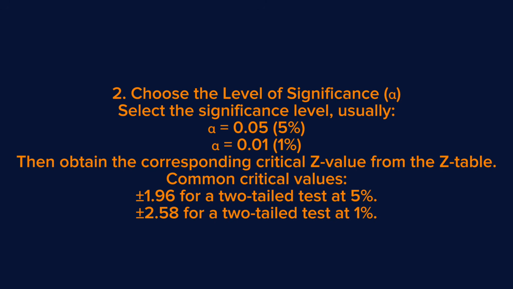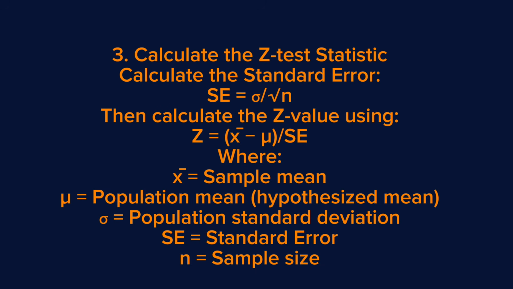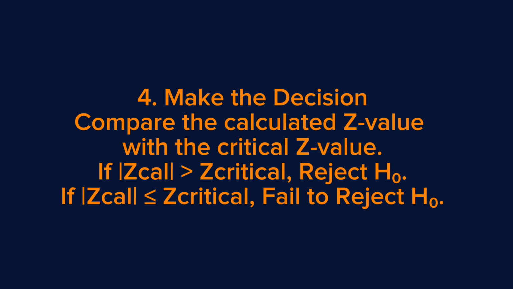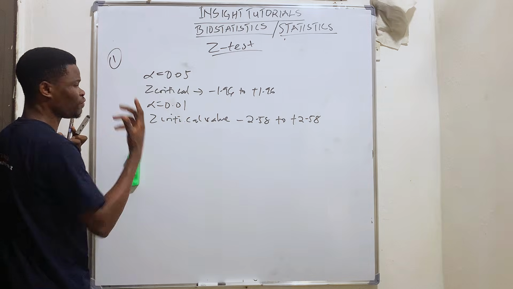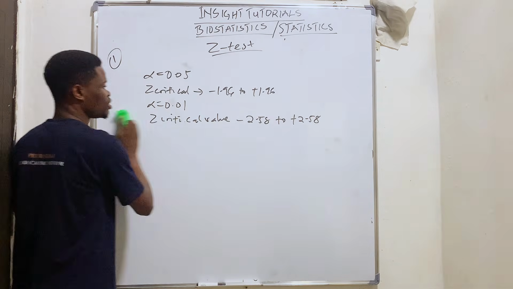So they give you your alpha, your level of significance as this, then your Z critical value will be this. Then number 3, you're going to find the Z statistic using the formula that you're seeing on your screen. And then number 4, you're going to make a decision, number 5, and then conclude. So we're going to go straight into this question following those steps that we've just stated.